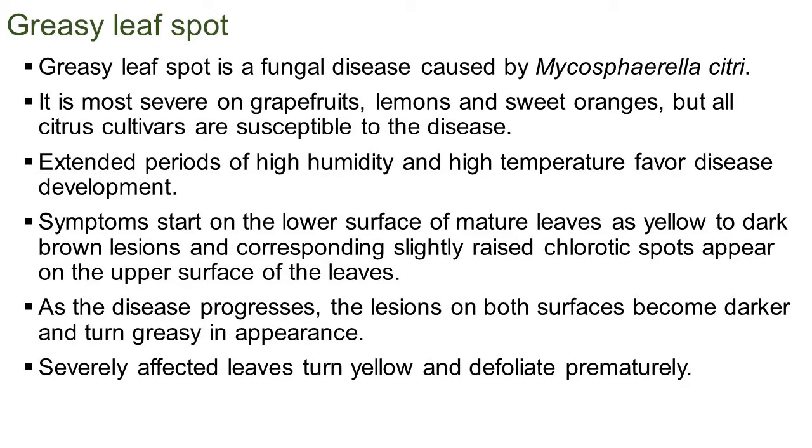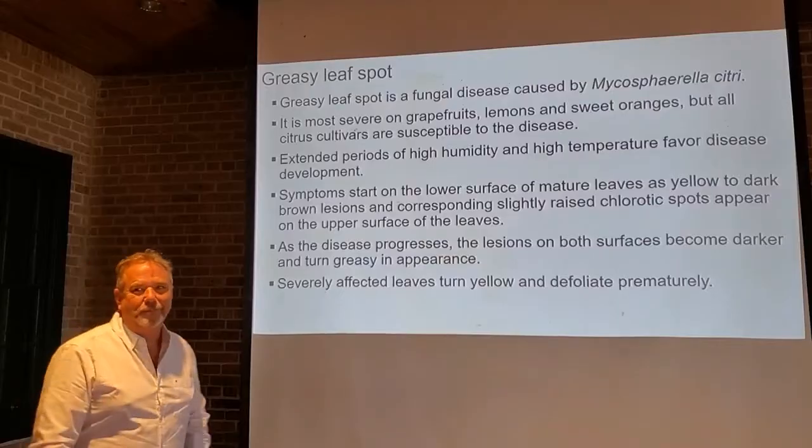Symptoms start on the lower surface of mature leaves as yellow to dark brown lesions, and correspondingly slightly raised chlorotic spots appear on the upper surface of the leaves. As the disease progresses, the lesions on both surfaces become darker and turn greasy in appearance. Severely affected leaves turn yellow and defoliate prematurely.